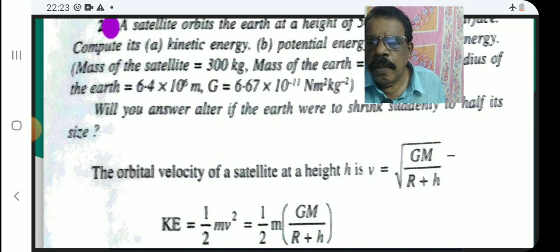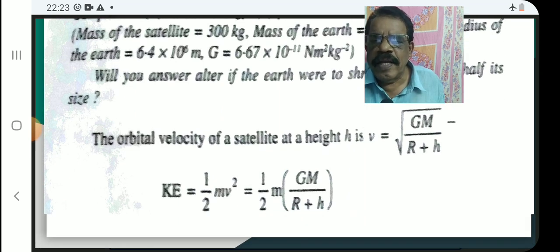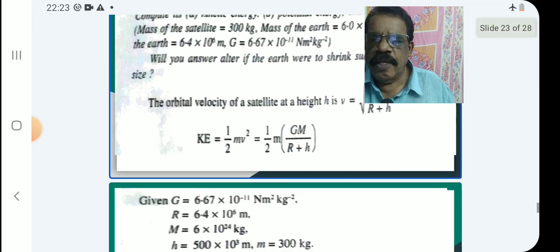For kinetic energy, you would directly apply the kinetic energy formula, that is mGm by 2r. Small r is r plus h. So mGm by 2 into r plus h, that is kinetic energy that we calculate.